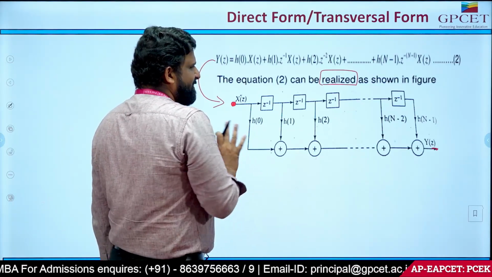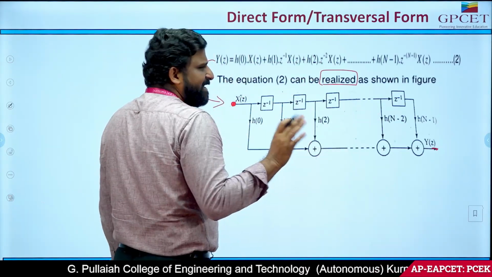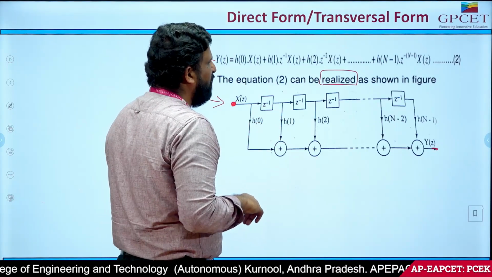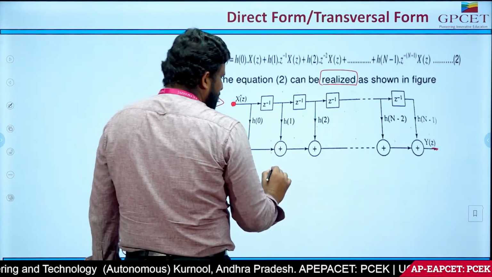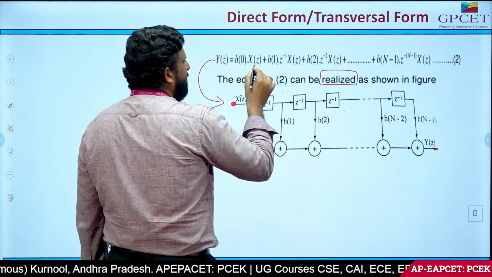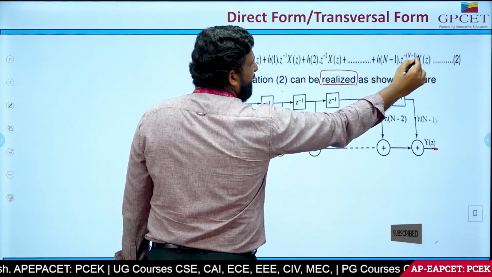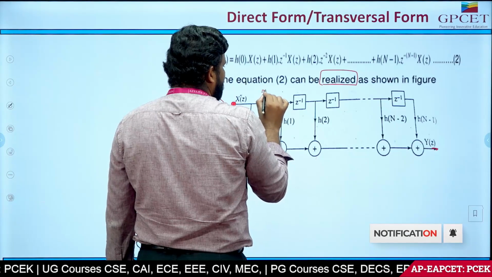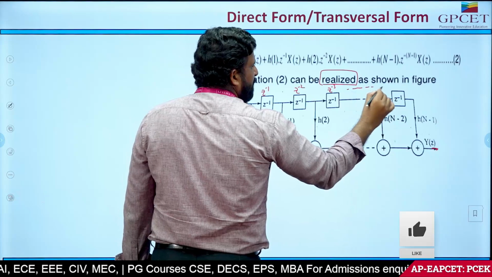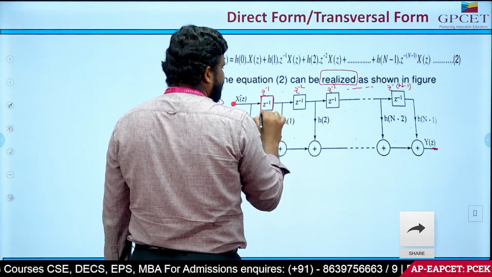Now first, this is the basic structure, depending upon the second equation, and we'll see how we can draw this. In this cascade direct form, first draw all the delays. How many delays are there? You can see the delays are z power minus 1, z power minus 2, and so on, up to z power minus of N minus 1. So z power minus 1 is one delay, then z power minus 2, z power minus 3, and so on, up to z power minus of N minus 1. First, I have drawn all the delays.